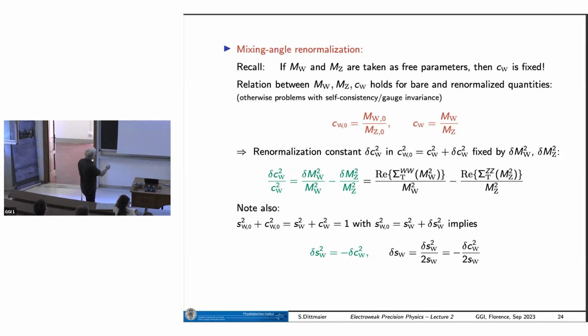Yeah, likewise, of course, you can introduce a normalization constant for the sine of the weak mixing angle, and the trick here is just to keep the relation where sine squared and cosine squared always add up to 1, both for bare and renormalized quantities. This fixes unambiguously also this delta s squared, which is formally convenient to have. Yeah, question?